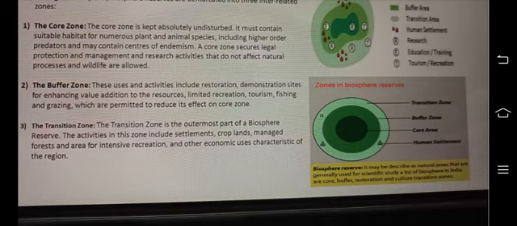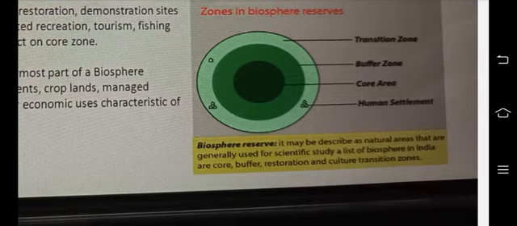The transition zone is the outermost part of the biosphere reserve. The activities in this zone include settlements, croplands, managed forests, then an area for intensive recreation and other economic uses characteristic of the region. Here we could see another picture. Transition zone, buffer zone, core zone, human settlement. Okay, these are the biosphere reserve zones.